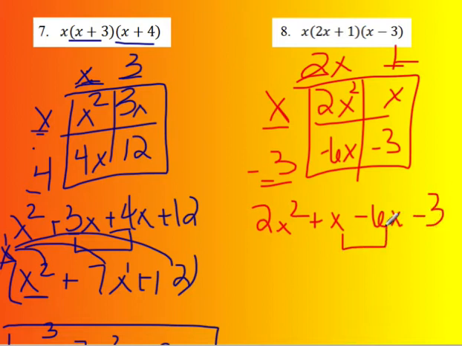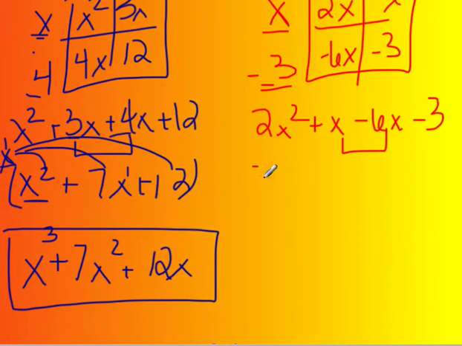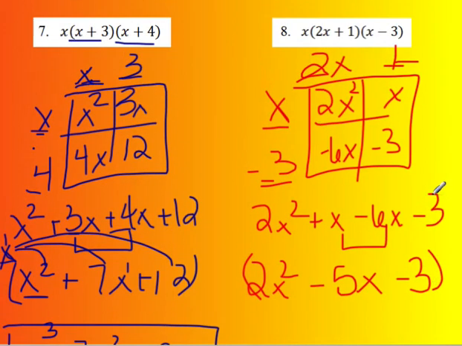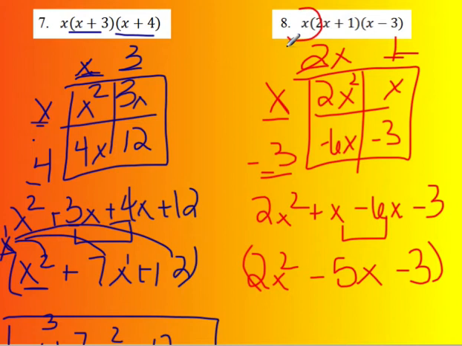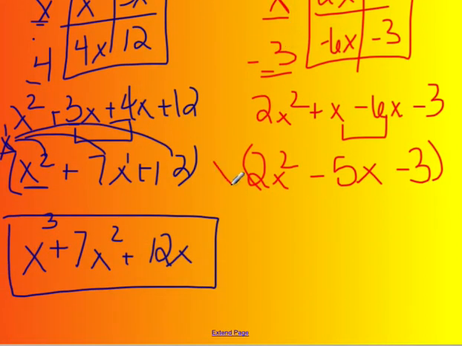So now we can go ahead and combine our middle two terms. 2x squared, x minus 6x is going to be a negative 5x, and then we have minus 3. However, now that we've done that, we need to remember that originally we were multiplying by that x. So we need to make sure we do that down here. So we're going to multiply by that x, so we're going to distribute that x into each thing.